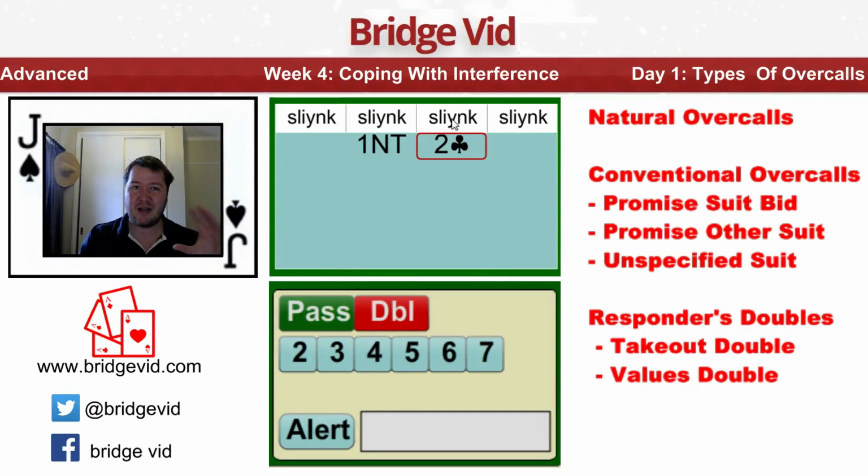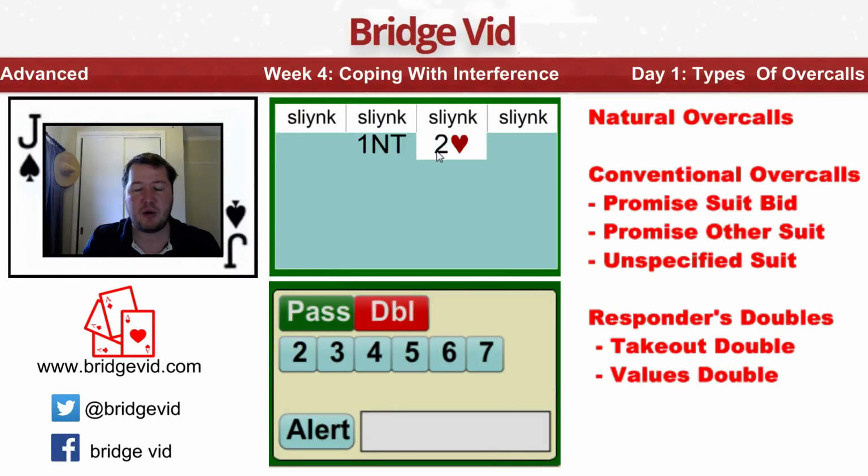Okay, so now that we've broken them up, we'll discuss what are responder's doubles in these different categories. Now, a responder has one of 2 options for their double. They either have a takeout double or they have a values double. Okay, so let's work out which is what double, and then we'll define those doubles a bit more.